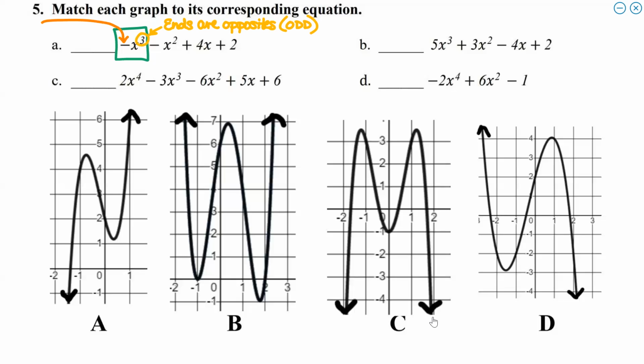Leading coefficient always tells me about the right side, never any other. This tells me that the right side goes down. So which graph has the n's going opposite directions and the right side going down? D. All right.